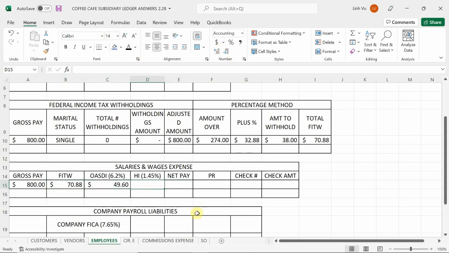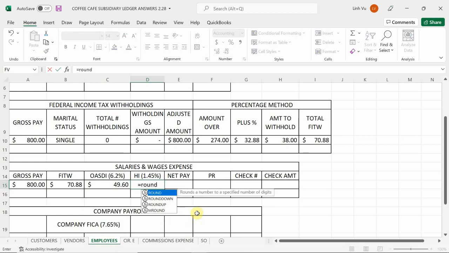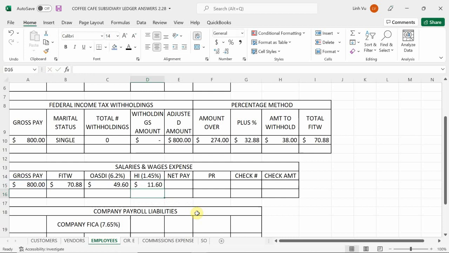We also have to calculate how much Medicare is going to be taken out from her paycheck, which is going to be based off of gross pay, which is 1.45% of gross pay. So that means she's subject to $11.60 that she has to pay into her Medicare.